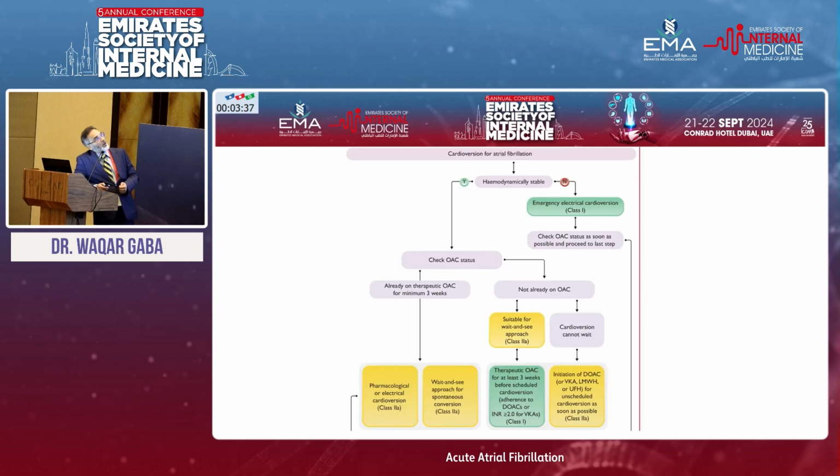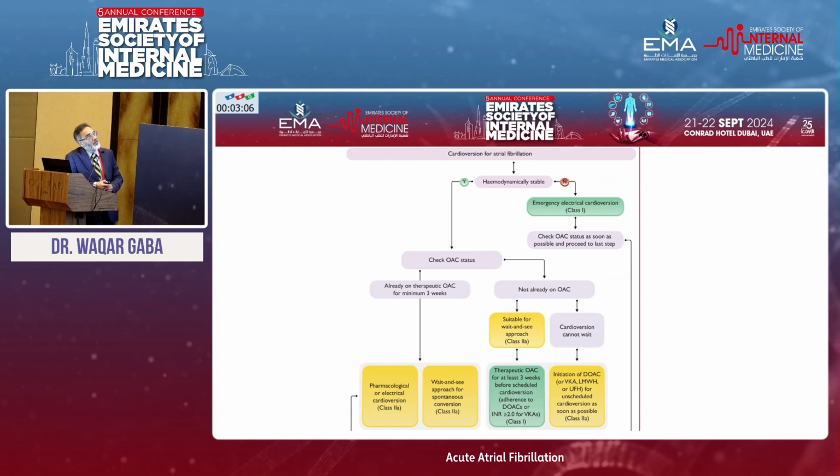So when we decide the patient is for cardioversion of atrial fibrillation, you again see whether the patient is hemodynamically unstable. You have decided already the patient is unstable and is for electric cardioversion. You don't have to wait, obviously, for anticoagulation. So you do the emergency electric cardioversion, you check their OAC status, oral anticoagulation status, and proceed with electric cardioversion. Let's say you do have time, the patient is stable, you check their OAC status.